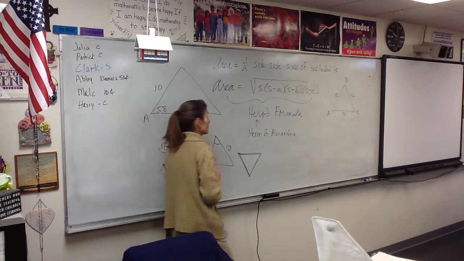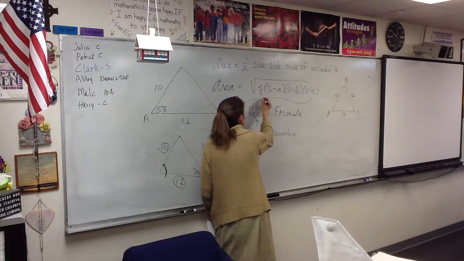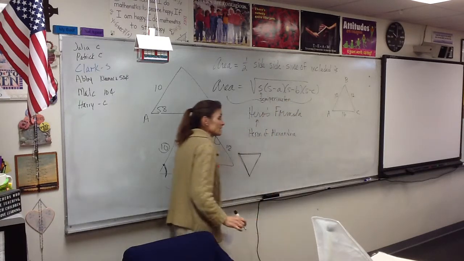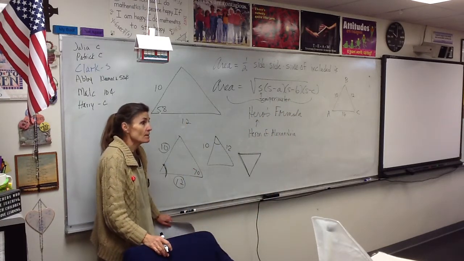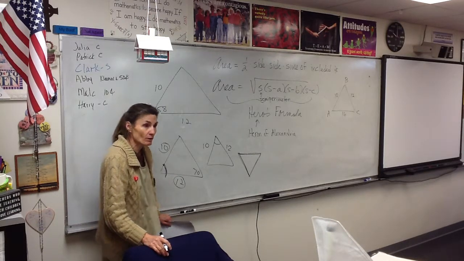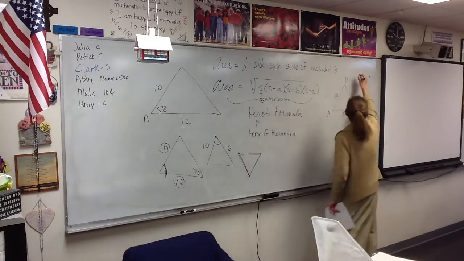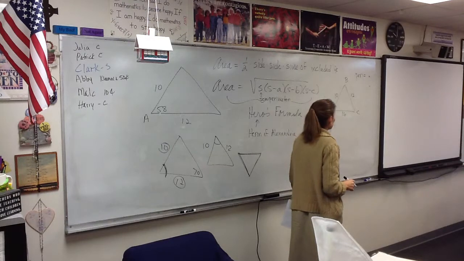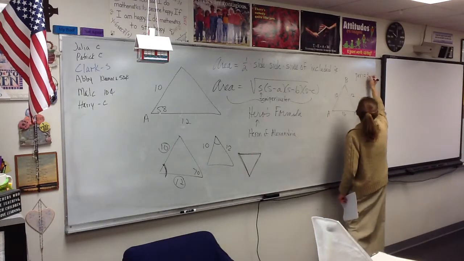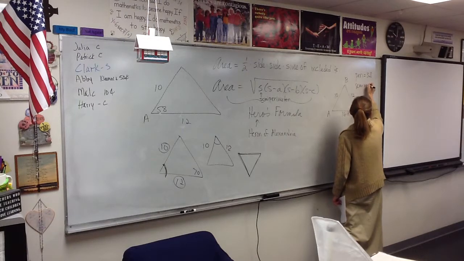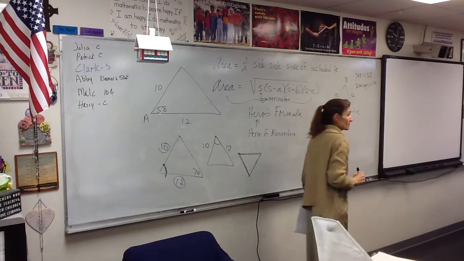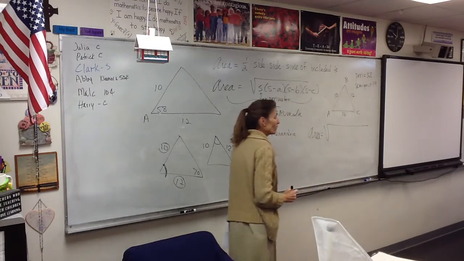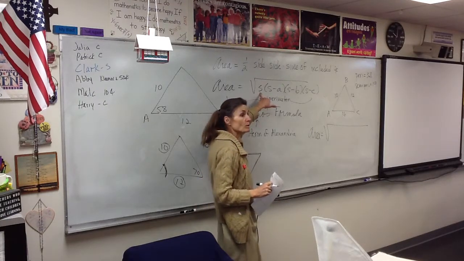Here's how it works. In the formula, the S stands for semi-perimeter. Does anybody want to take a guess what semi-perimeter means? Half the perimeter. So for us, what's our perimeter? This is question A. What's the perimeter? 38. So the semi-perimeter would be 19. So our area is going to be a square root. Hero's formula is a square root. And we're going to start with 19.